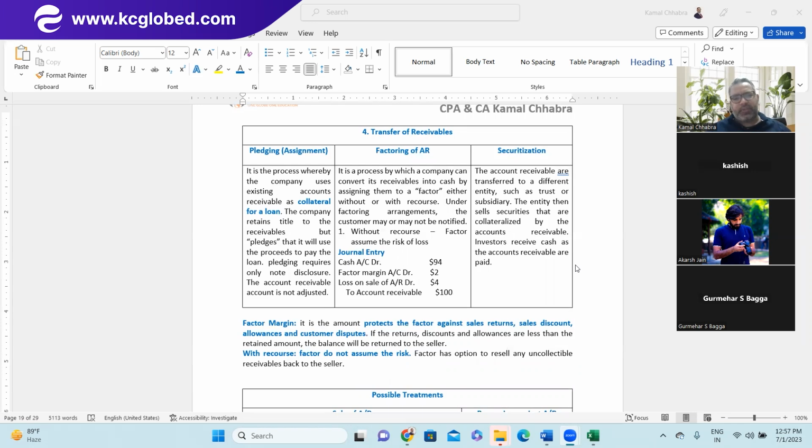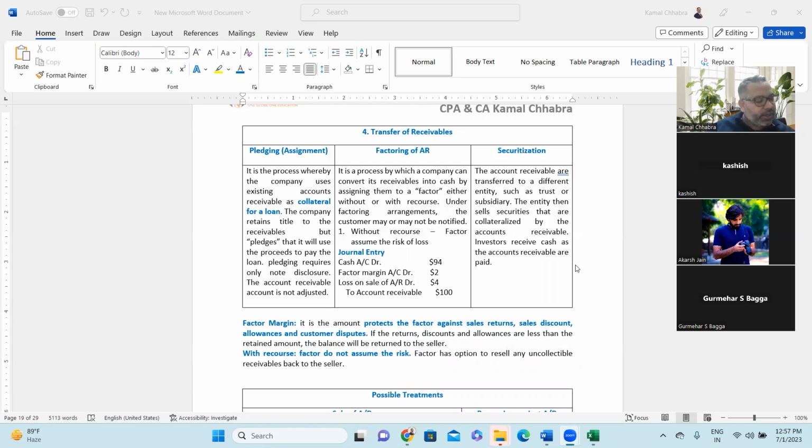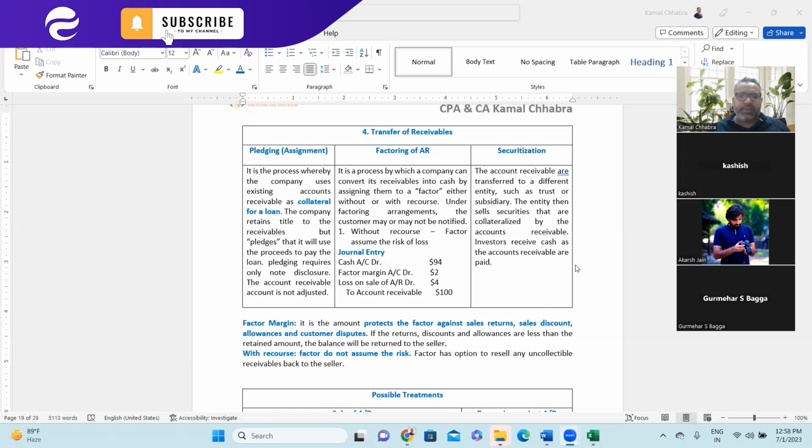It is a process whereby the company uses existing account receivable as collateral. That means you are giving your account receivable as collateral to the bank, and in response the bank will give you a working capital loan. Generally, account receivable and inventory are taken for a working capital loan, that's what I have experienced. But some banks or financial institutions can give long-term loans also, but then you need to maintain a certain balance or certain covenants according to their needs.